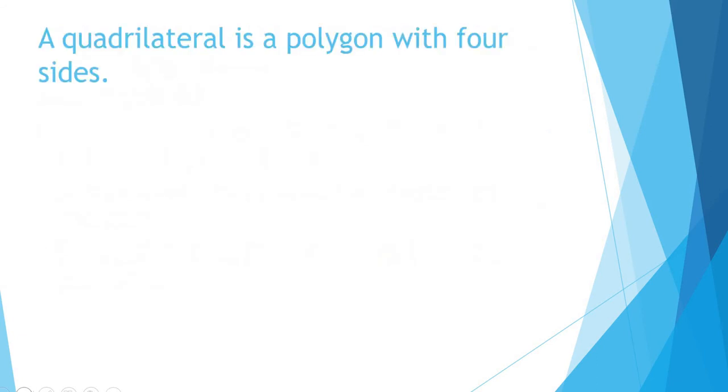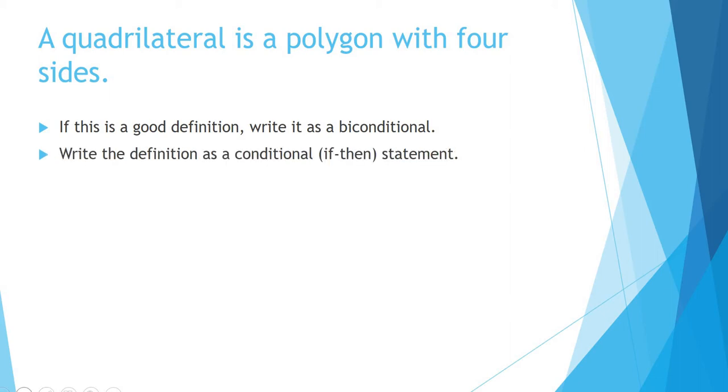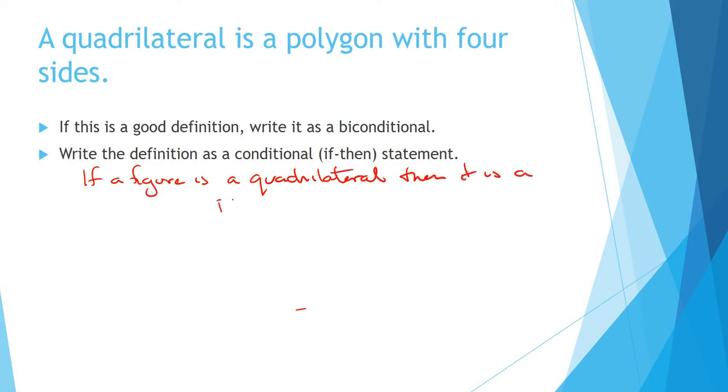Okay, so let's look at this definition. A quadrilateral is a polygon with 4 sides. So, if this is a good definition, we can write it as a biconditional. So what are the steps to write a biconditional? First, we're going to write it as an if-then. So I'm going to write, if a figure is a quadrilateral, then it is a polygon with 4 sides.